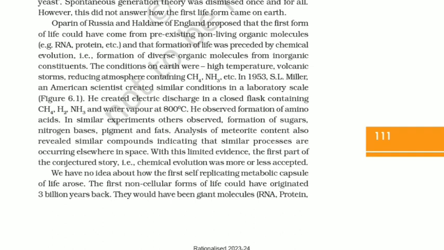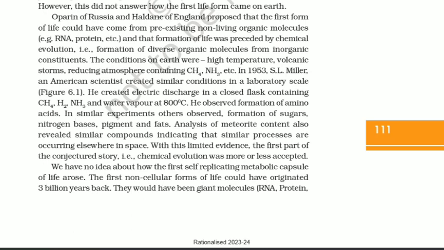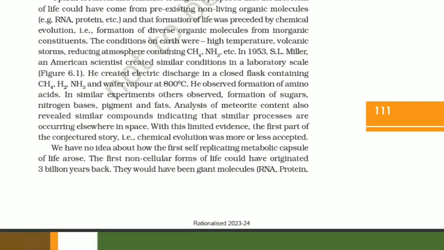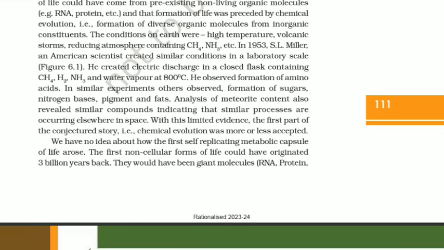Oparin of Russia and Haldane of England proposed that the first form of life would have come from pre-existing non-living organic molecules, for example, RNA, protein, etc., and that formation of life was preceded by chemical evolution, that is, formation of diverse organic molecules from inorganic constituents. The conditions on Earth were high temperature, volcanic storms, reducing atmosphere containing methane, ammonia, etc.